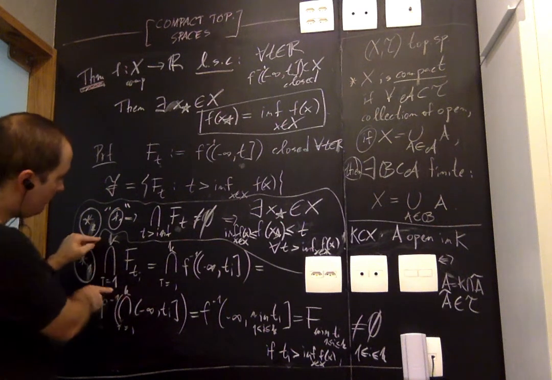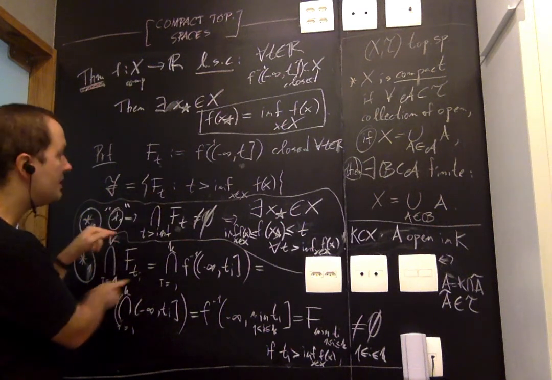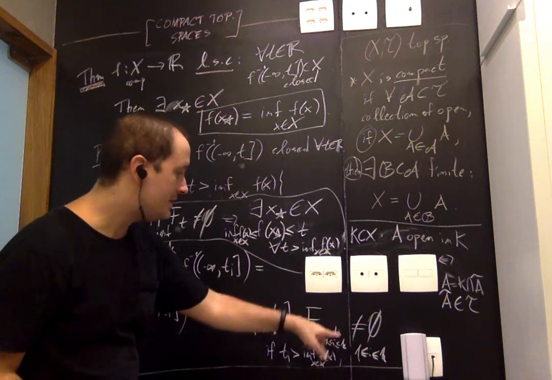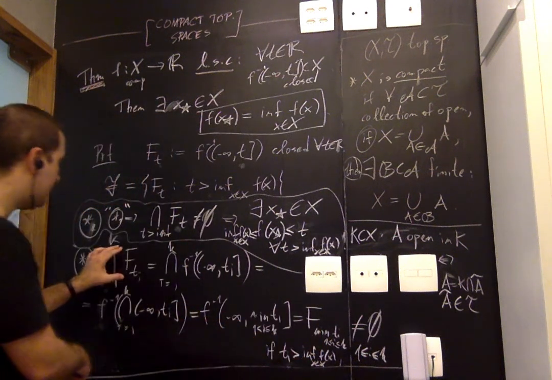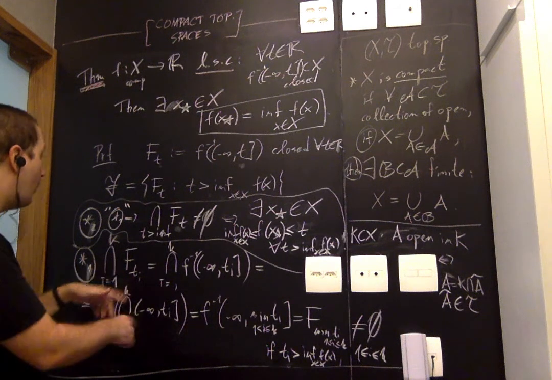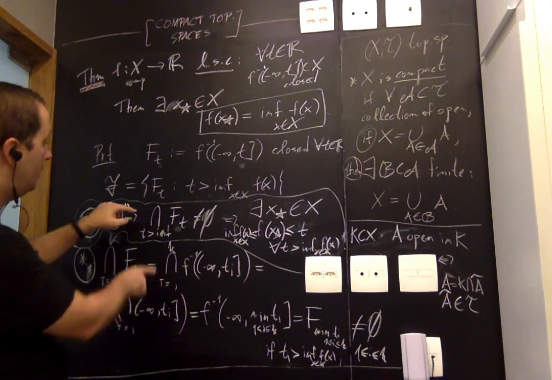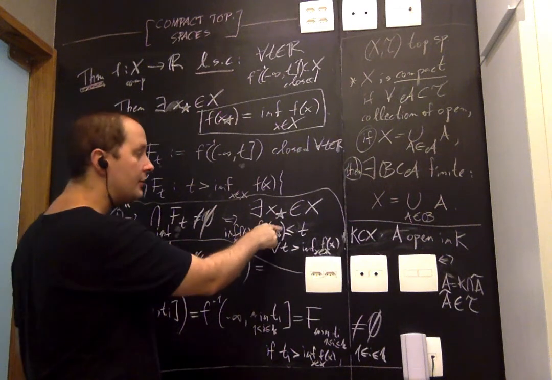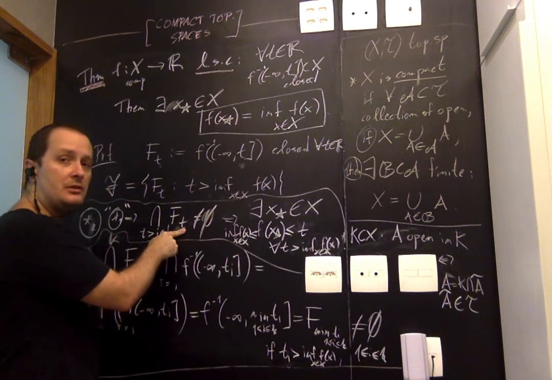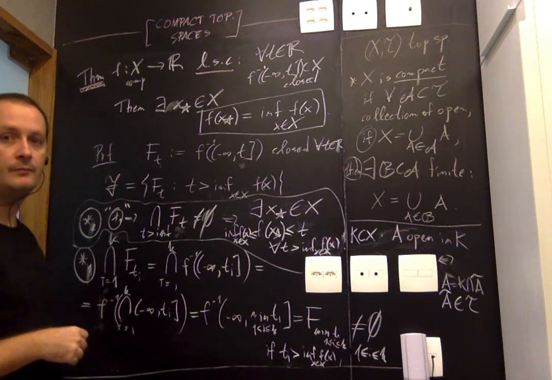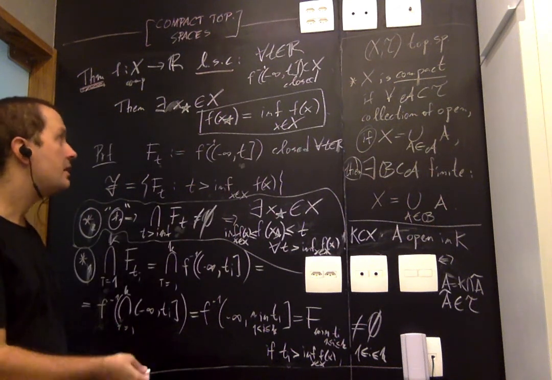And it turns out that any finite intersection of these sets f sub t with t greater than the infimum is another set f sub t with t greater than the infimum. So any finite intersection of sets in this collection is non-empty. Therefore, by the finite intersection property, the whole collection has a non-empty intersection. And what we argued here is that any point in this intersection must achieve the infimum of f. And this is how we prove it.